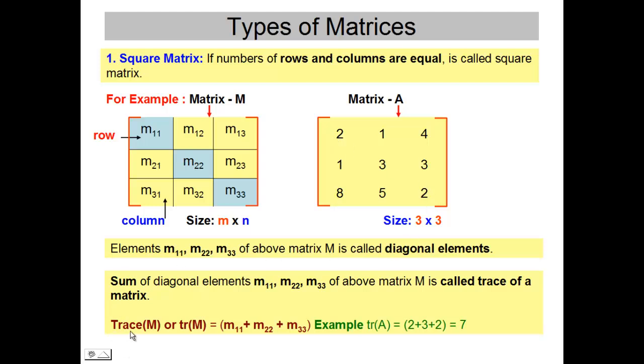So we write like this: trace of M, where M is the matrix name, or like small tr and matrix name. Then m11 plus m22 plus m33, all sum of diagonal elements. For example, matrix A, so tr(A) equals 2 plus 3 plus 2, which is equal to 7. So this is the first type of matrix.